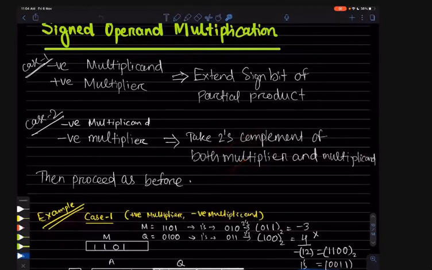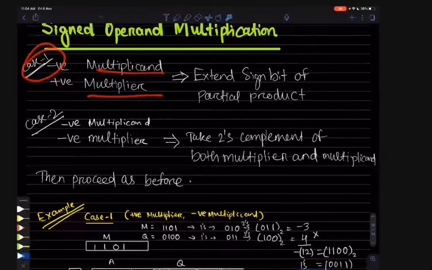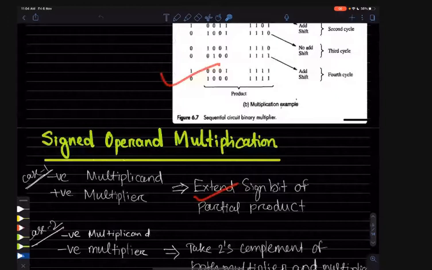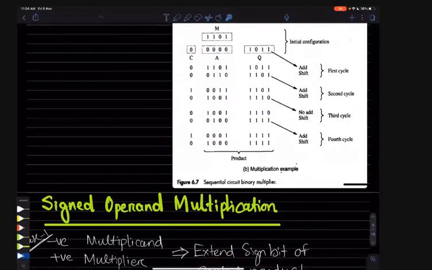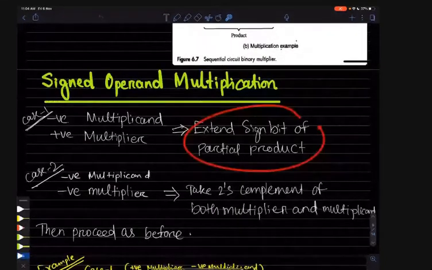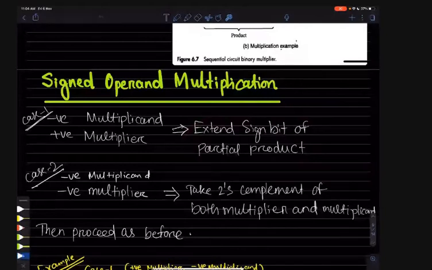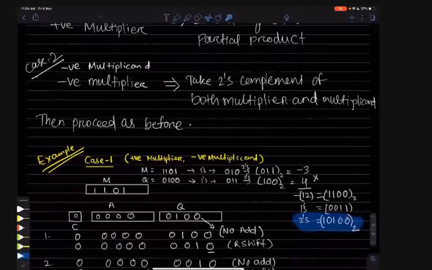In case 1, negative multiplicand and positive multiplier, you just have to keep on doing the previous work, but here C had the carry, whereas in this case it will not have the carry, it will have the extended sign bit. We will see how to do it. Let's go to an example.